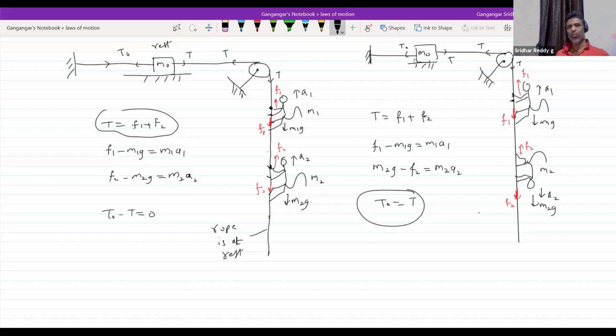You're climbing up a rope. If you exert force more than your weight, you'll climb up. If you exert force less than your weight, you'll climb down. That's all I have shown here. Understood, sir. Thank you.